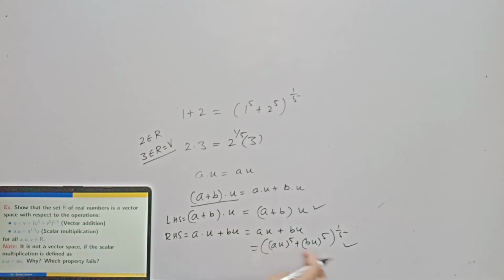You can take u power 5 out, but a power 5 plus b power 5 whole power 1 over 5 is not equal to a plus b. So you see this property is not satisfied. So you understand, if it is not a vector space, some property or other fails.